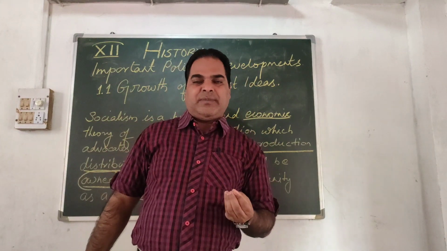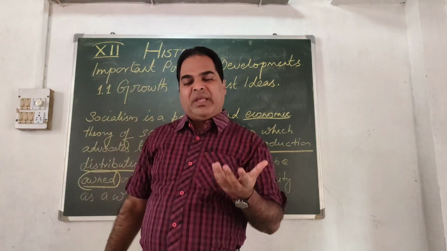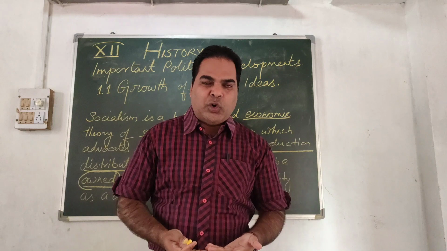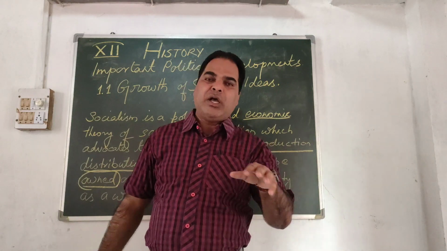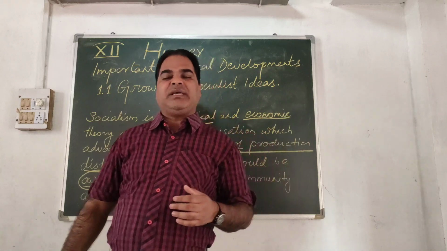What is socialism, in very simple words? It is mentioned over here. That means the means of production are owned and controlled by the community as a whole. Now, this is missing in the capitalistic system.